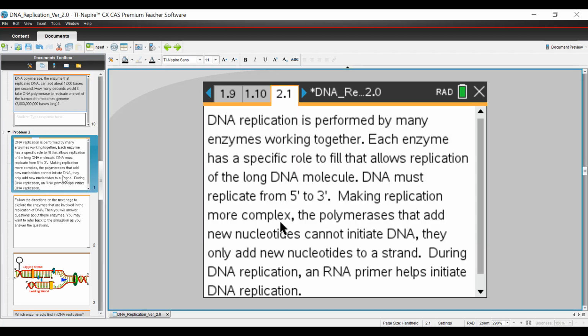Problem 2, DNA replication is performed by many enzymes working together. Each one has a specific role that allows replication of the long DNA molecule. Remember this, everybody. DNA must replicate from 5' to 3', and you'll keep hearing me hammer that point. That's something you need to remember. So making replication more complex, the polymerases that add new nucleotides cannot initiate DNA. They can only add new nucleotides to a strand. So during the replication process, you have to have a starting block, what we call a primer.